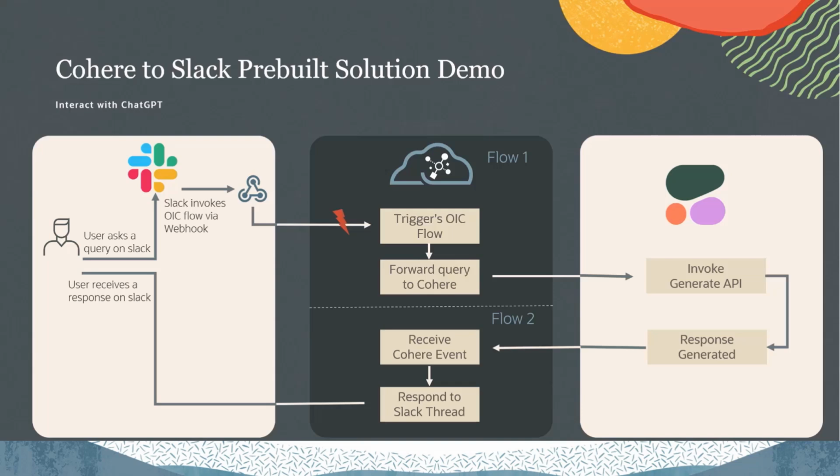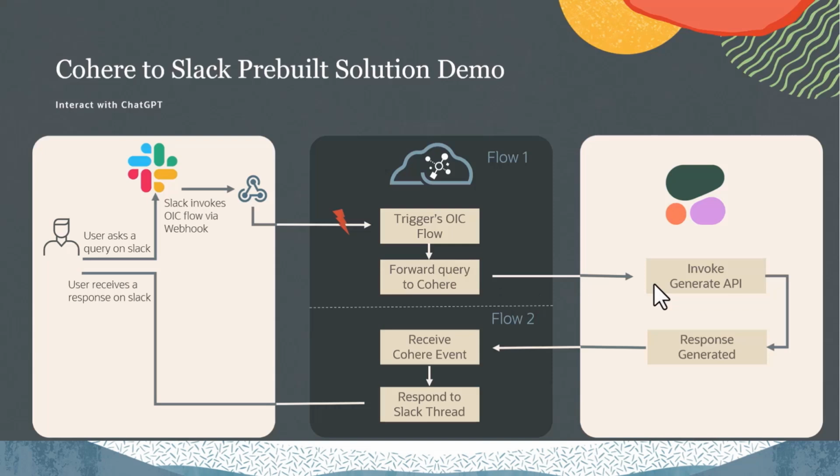So as part of this flow, we will start with asking a general query from a Slack, and query can be anything. Query can be something like, when is the next blue moon? When is the next Cricket World Cup? Anything. And as the query is received by the Slack, the query shall be forwarded to OIC via the webhook, and as OIC receives it, it shall forward the query to Courier, invoking the generate API.